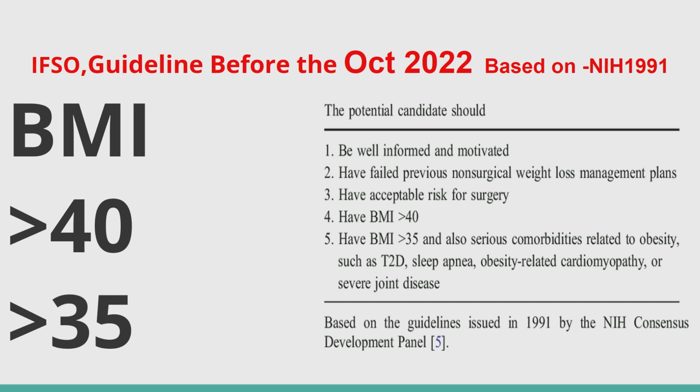Just before October 2022, the worldwide obesity guidelines being followed were given by the NIH. They were issued in 1991, and for 30 years we were following those parameters. This guideline says that all patients who have a BMI more than 40 kilogram per meter square should be advised to undergo bariatric surgery. And a BMI of more than 35 with type 2 diabetes, sleep apnea, obesity-related cardiomyopathy, and severe joint disease. All these were the indications for patients who were candidates for bariatric surgery.